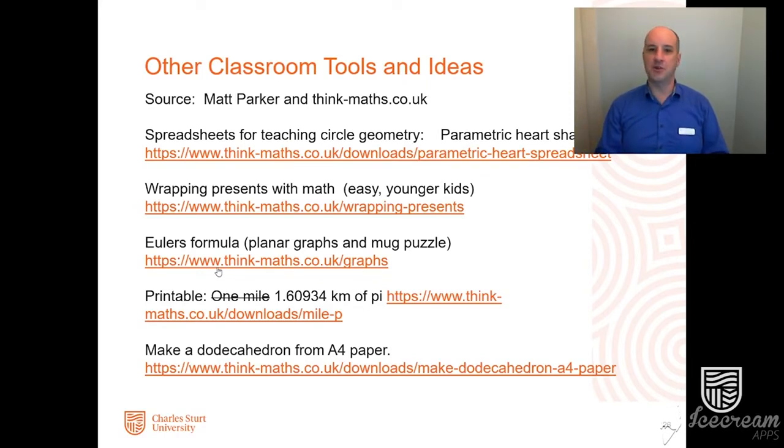If you're the sort of person who hates paper and you hate trees, you can download and print 1.60934 kilometers of pi. What Matt's done is, on an A4 piece of paper, he's done digits about 4 centimeters high, and that's pi to, I've forgotten how many thousand digits. But you can do that and wrap it around the school, around the classroom, and there are also ways for going around corners, that kind of thing. There are instructions on how to make a dodecahedron out of A4 paper as well. There's lots of things to do.